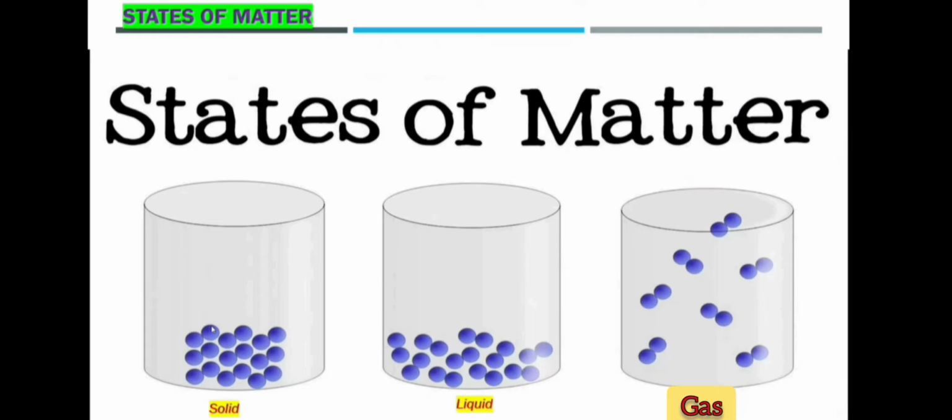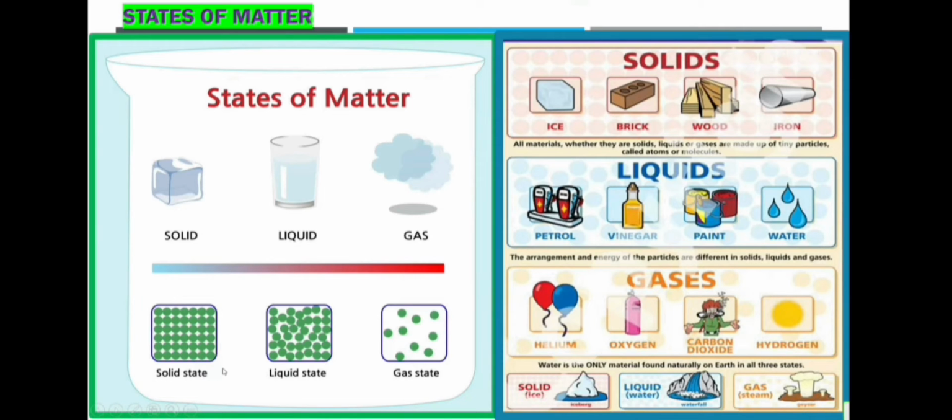Matter exists in different forms. There are 3 different states of matter, and these are solid, liquid and gas. In solid state, matter has a definite shape and it occupies a definite amount of space. In this state, the molecules of matter lie closely to each other, as you can see in this picture. Examples of solid are ice, brick, wood, iron, etc.